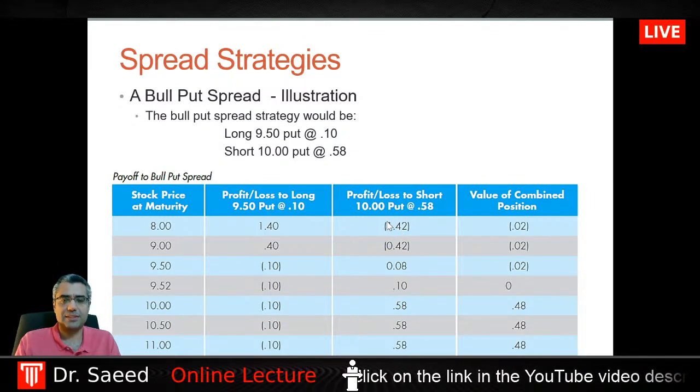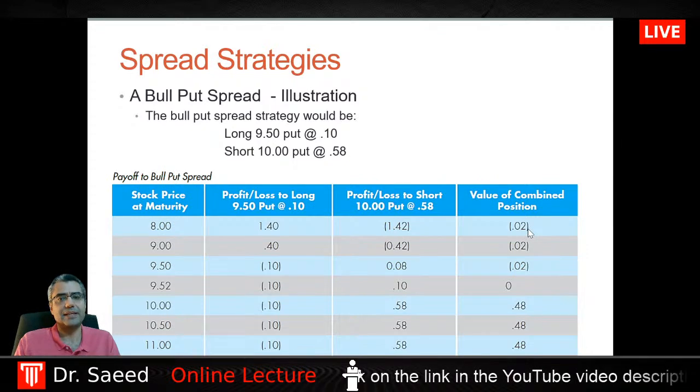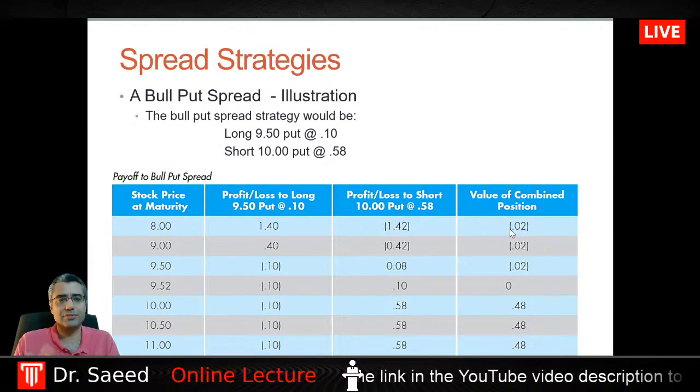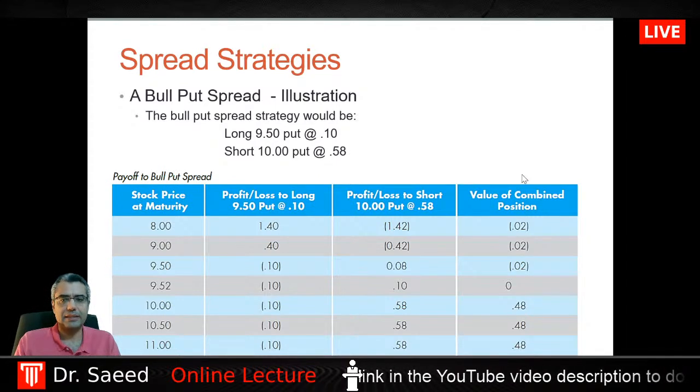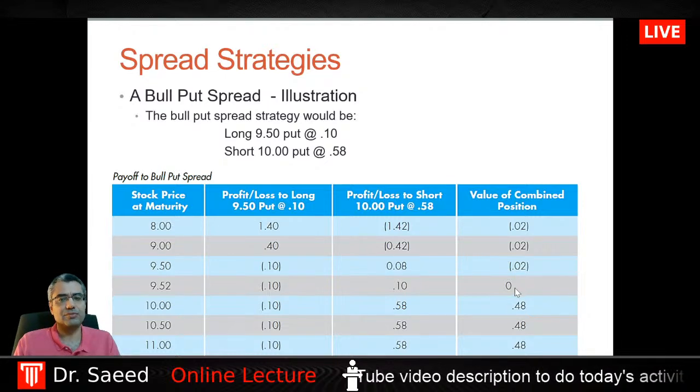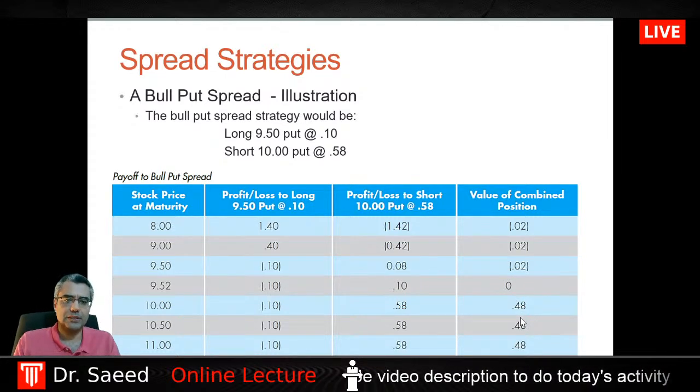The first plus second column will give you the net profit and loss from the combination. When you add them, you can see the break-even point is 9.52, and if the price is below 9.52, your loss is limited to just 2 cents. But if there is any, let's go to here.